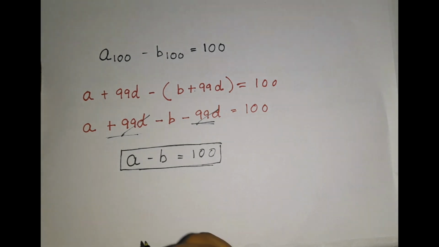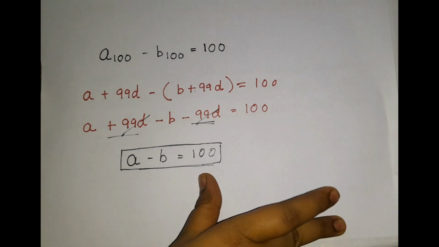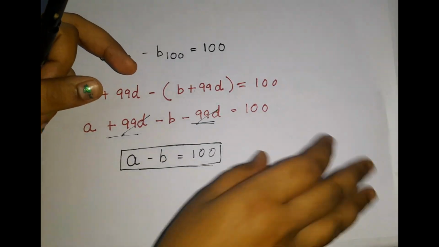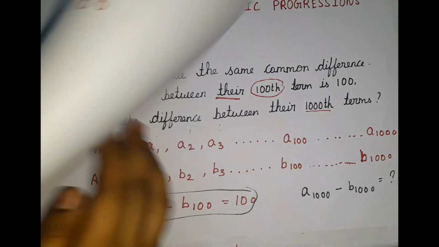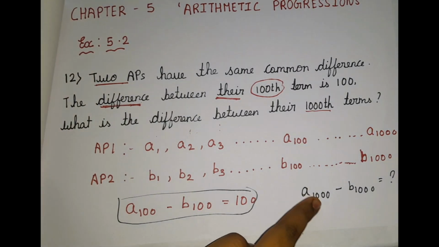Now we can write this one as it is. This one we are supposed to find, right? So I am going to write that as it is. Okay guys, so let me just write it.